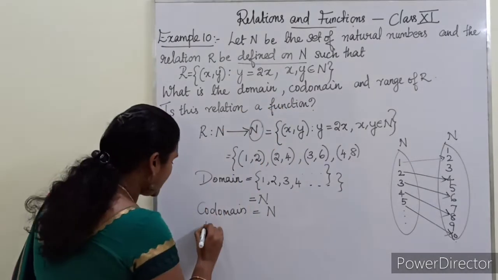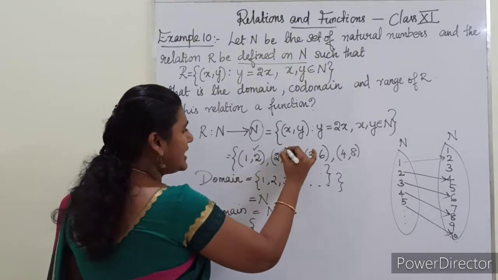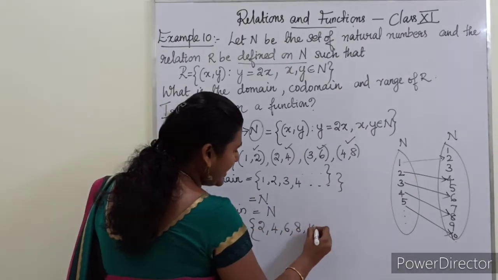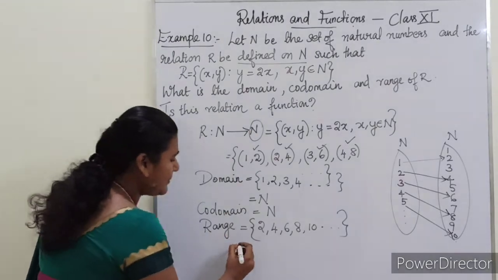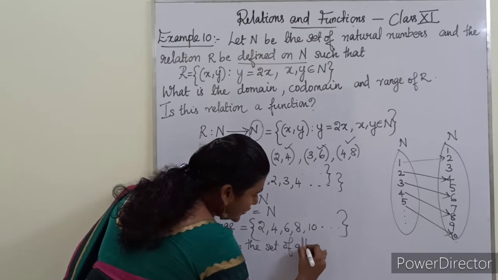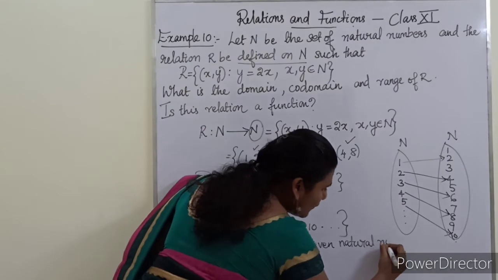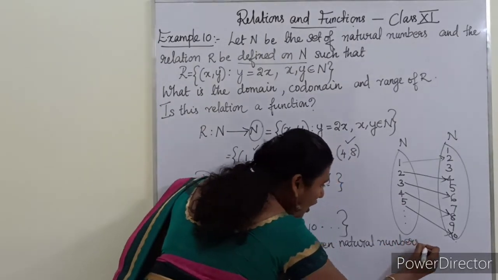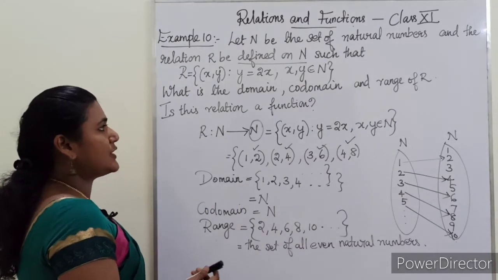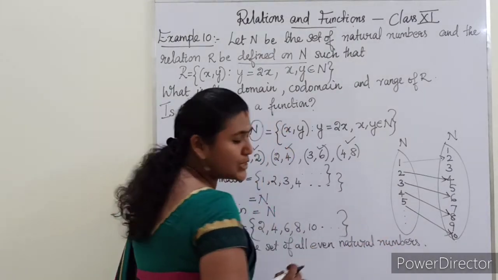Now what is the range? Actually, the range is the collection of all the second elements. If you see here, what are the second elements? 2, 4, 6, 8, 10, etc. This is nothing but the set of all even natural numbers. So this is the range. So for the given function, we have got the domain as N, the set of natural numbers, and codomain also N, and the range is the collection of all even natural numbers.